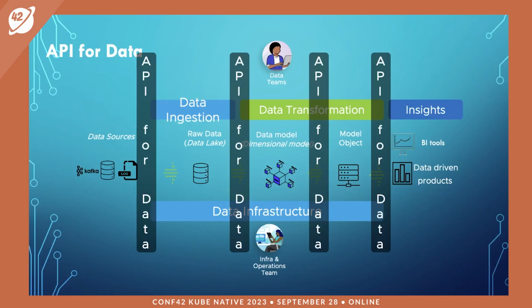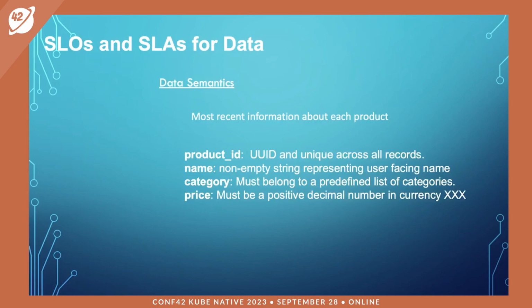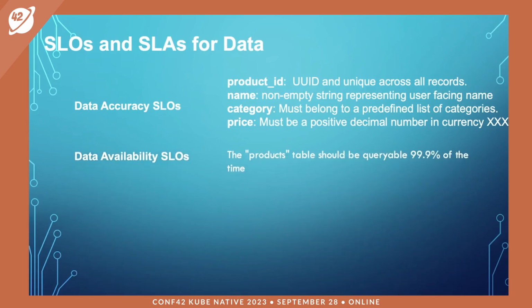What else do we need for this API? Well, we need to have service level objectives, right? Metrics which guarantee certain promises to the API users. And that's where service level agreements also come in. Generally, those come from the data semantics. A large point: once we know the data semantics, we can create rules, and those rules would calculate our data accuracy SLOs. Then we have other more standard SLOs in the data, like availability SLOs, right? How often the data is queryable.